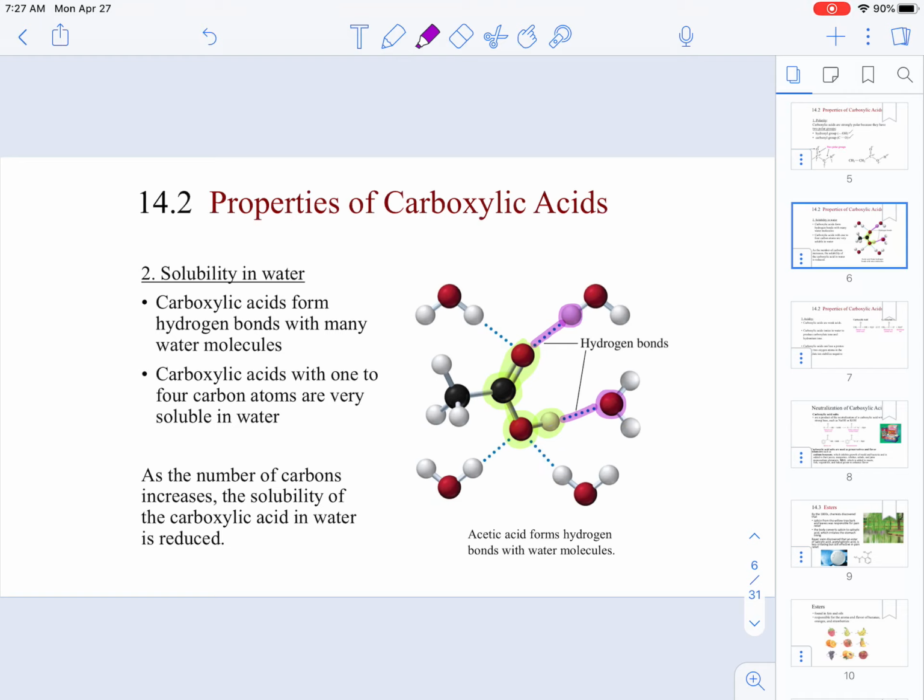So remember that the rule of thumb in organic chemistry is that if you have 5 or more carbons, the solubility is going to be decreasing. And in carboxylic acids, even though you have 2 polar bonds, as we get into carboxylic acids of 6 carbons or more, understand that the solubility in water diminishes.